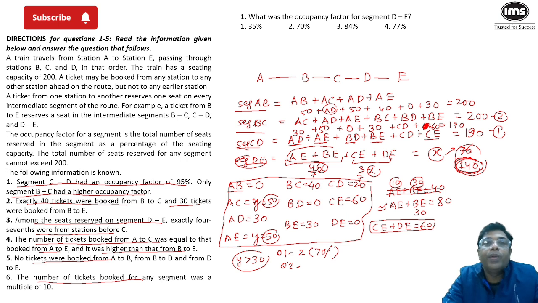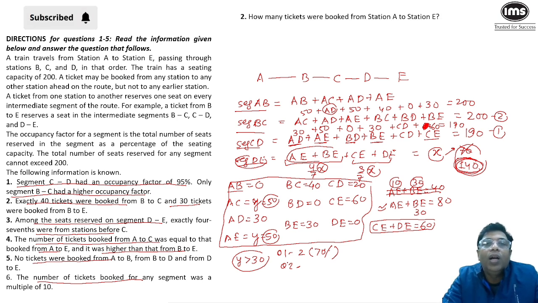Let's look at the next question of this set. How many tickets were booked from station A to station E? So you're talking about AE. That value I already calculated, 50. So for question number 2, the answer has to be 50.